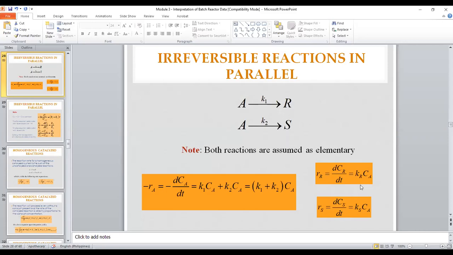But if not, K sub R is not equal to the K sub 1 that you are seeing here. Now, if you will set up also a rate in terms of product S, the rate of change of the concentration of S is equal to K sub S C sub A. Now, in these two reactions specifically, you still have a common concentration, which is C sub A, primarily because we based our rates on the reacting species.